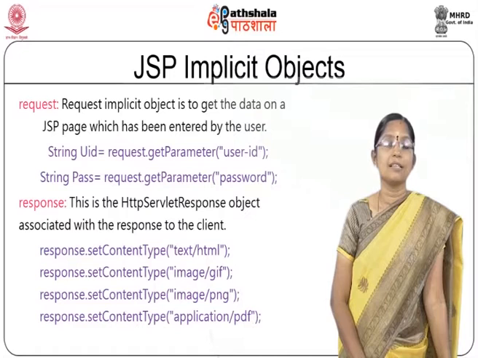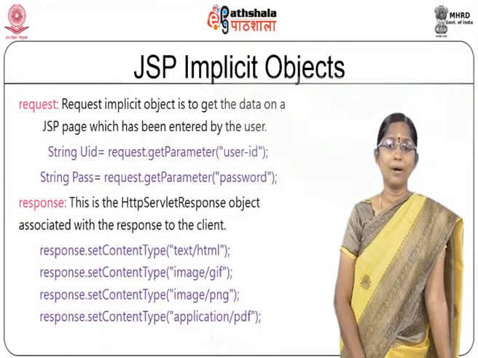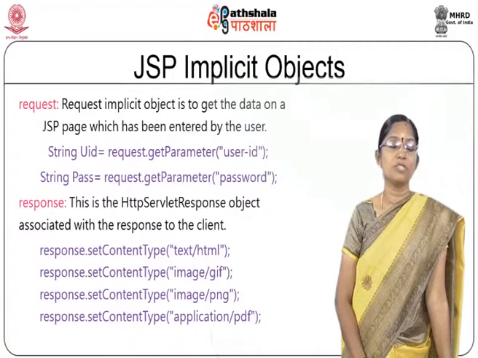Similarly, String password is an input which has been given by the user. The request implicit object parses the value using the getParameter method. So, String UID is equal to request.getParameter of userID, which parses the value which has been given by the user, and password also which has been given by the user.